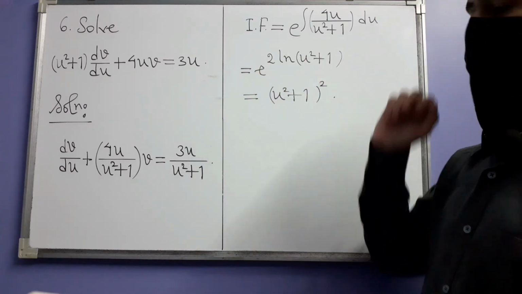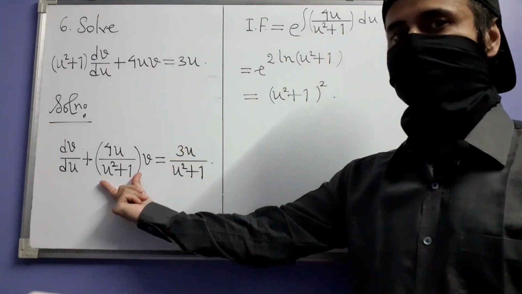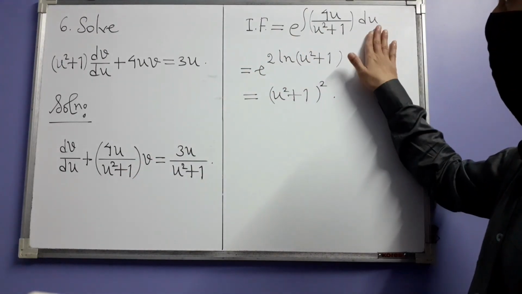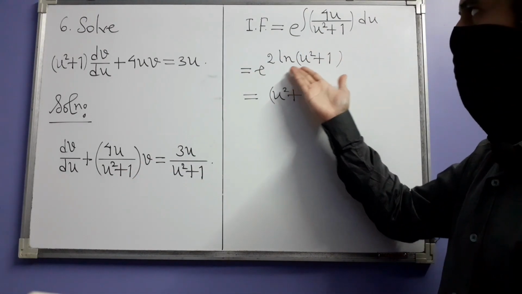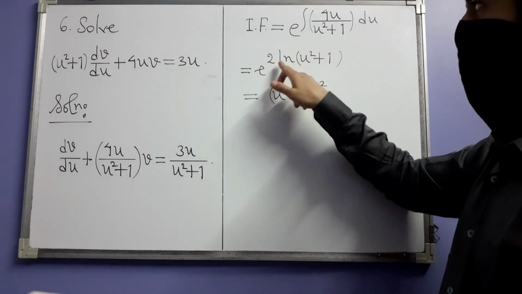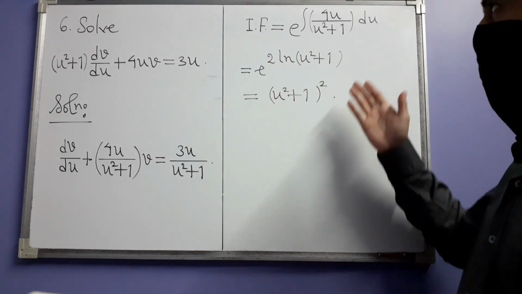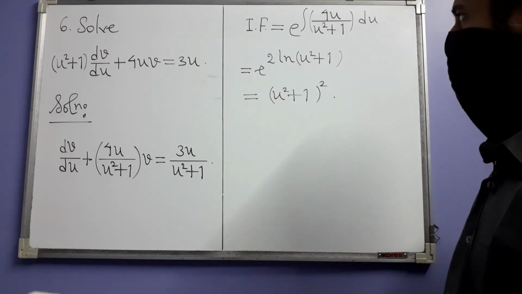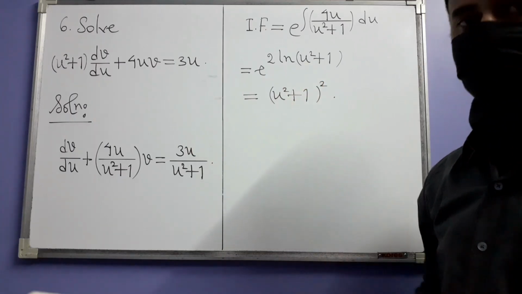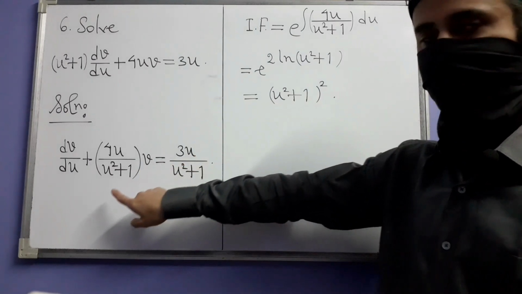So this is your integrating factor, e to the power the integral of p of x, except here we do not have x but we have u. This is our p of u with respect to u, and the integral is this. Integral is this means integral is this exponent 2 times ln of u square plus 1. You already know how that comes, okay, so there is no point explaining that. And then from this one, just like the previous one, this is what you get, the square of u square plus 1. So that is our integrating factor, and now we have to multiply both sides of this equation by this.